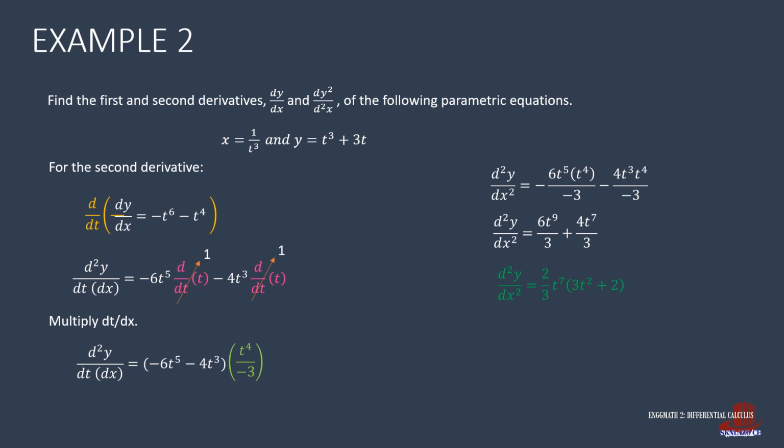Factor out similarities from both terms. Those are 2/3 and t raised to 7, with the remaining terms of 3t squared plus 2.